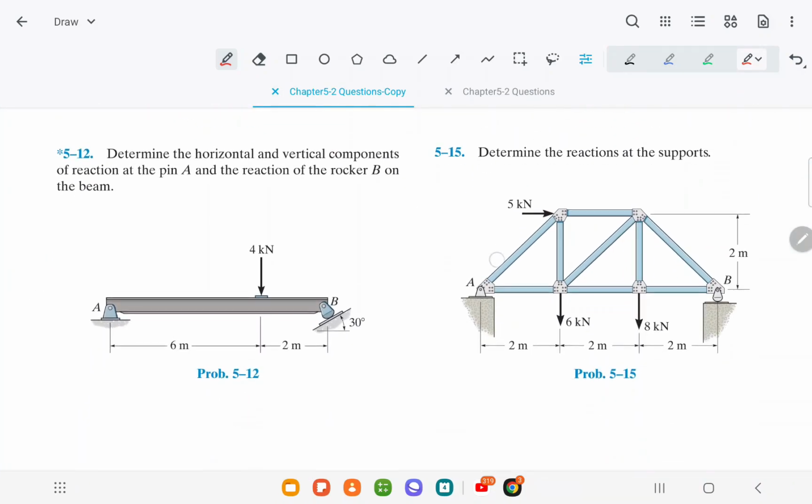At pin A, we have a revolute joint with two forces, Ax and Ay. At rocker B, we have a roller joint and a force perpendicular to the surface of contact.